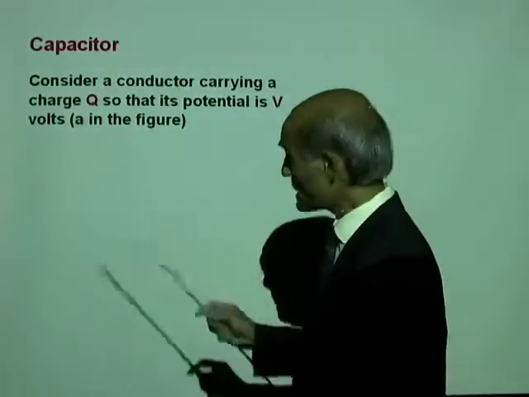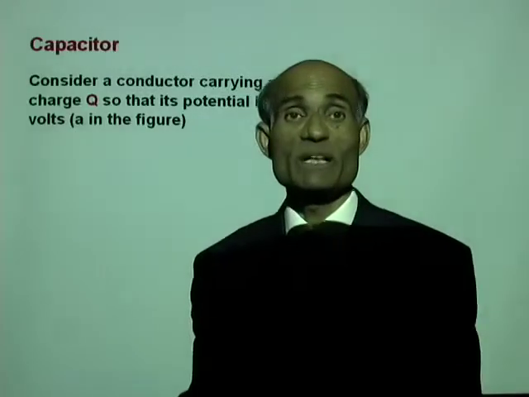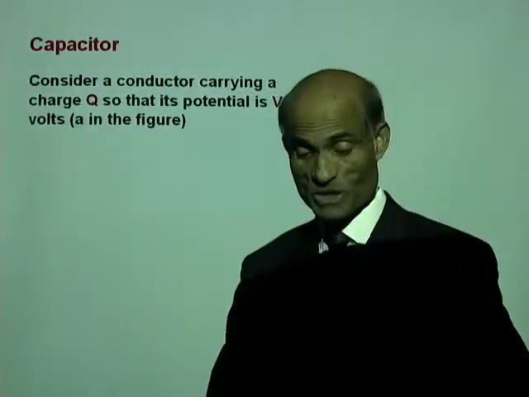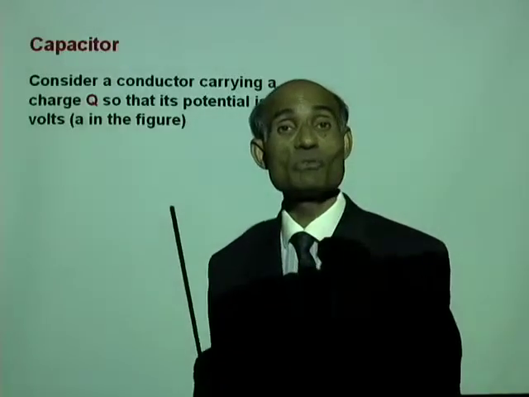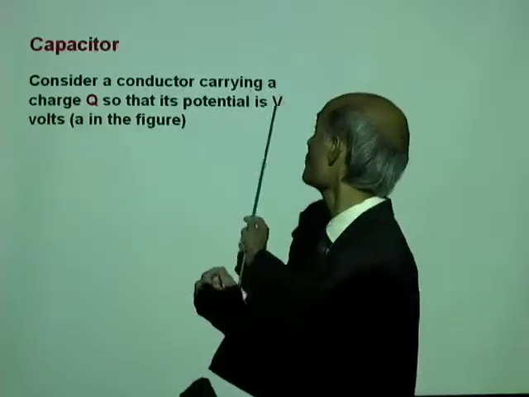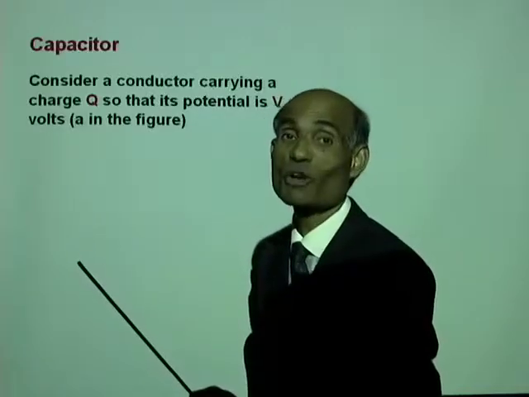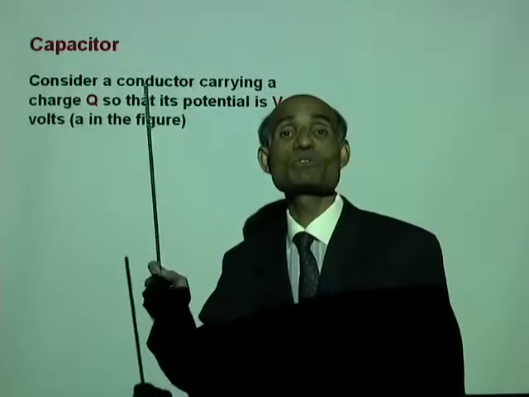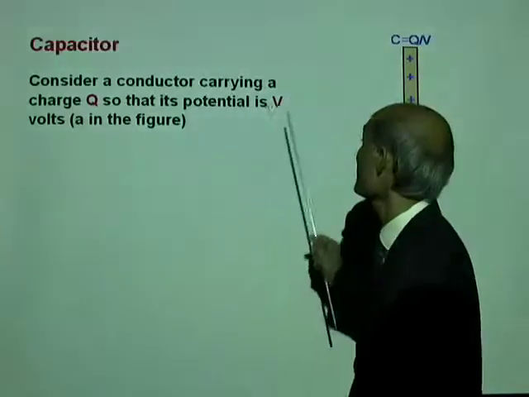What is a capacitor? Well, so far we talked about capacitance of a conductor. Let's now talk about a capacitor. Alright, let's consider a conductor carrying a charge Q. Now, if a conductor is carrying a charge Q, then it has a potential V. Therefore, its capacitance can be written as C equal to Q over V.